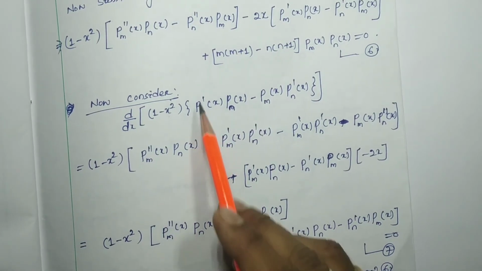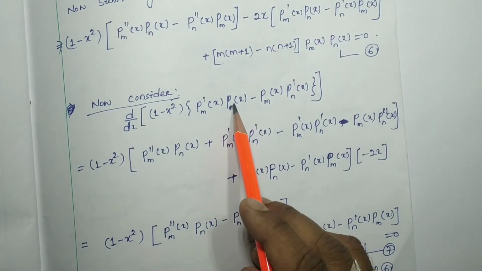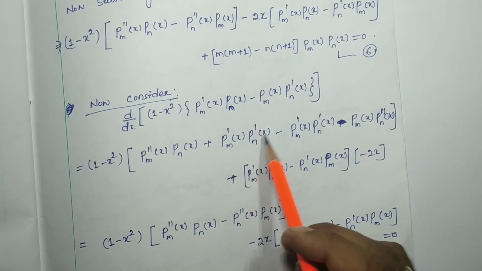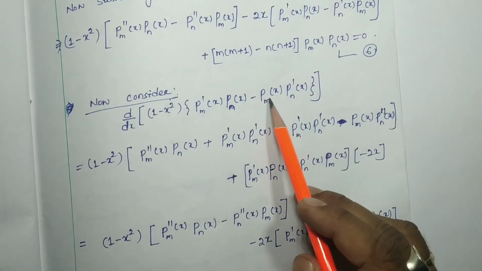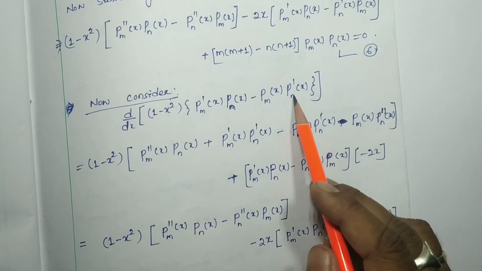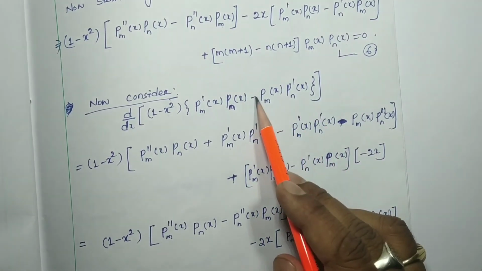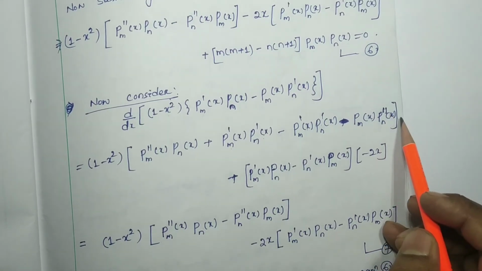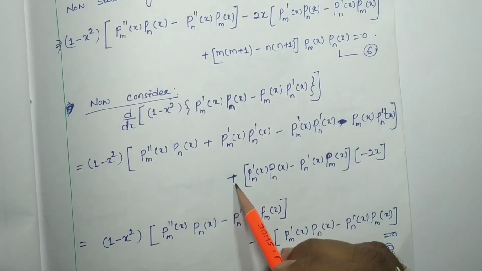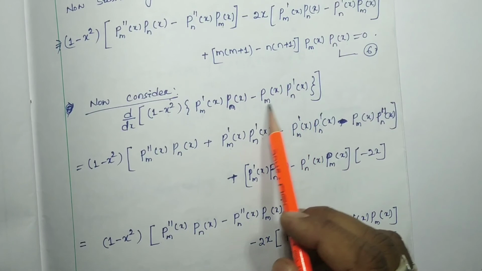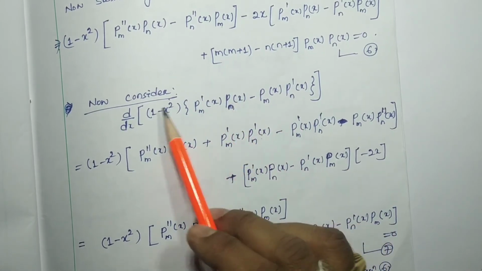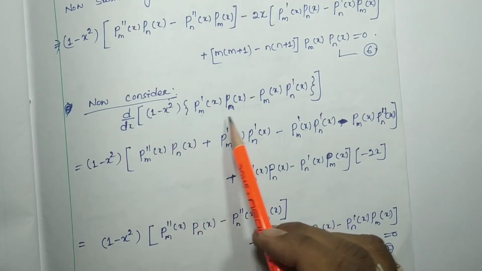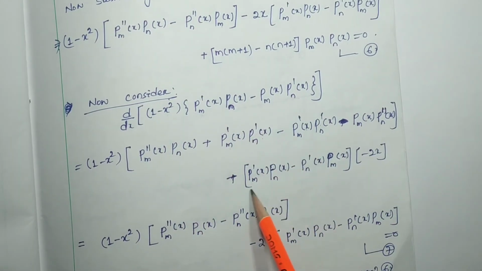So this will be pm double dash x pnx plus pm dash x into pn dash x minus, this will be dash pm dash x pn dash x, again here minus is there, so minus pmx pn double dash x. Okay, plus this much. Product formula means this, so derivative of this one is completed. Now derivative of this one, so this will remain the same.